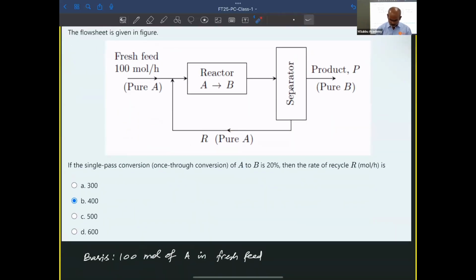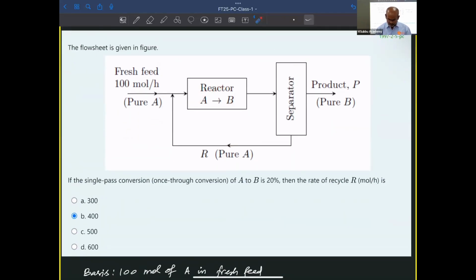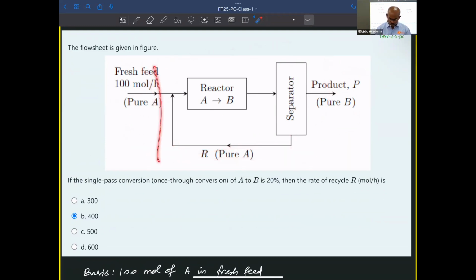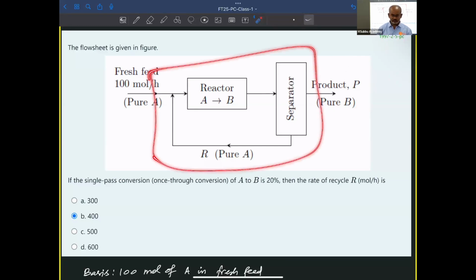The reaction is A giving rise to B, and it is given that 100 moles of A is entering. How much product is going to leave is also needed to calculate this. If we make the overall boundary, A is entering and B is leaving, and the stoichiometry is A giving rise to B. That means 100 moles of A entering means 100 moles of B will also leave, because no A is leaving. So the overall conversion is simply 100%.